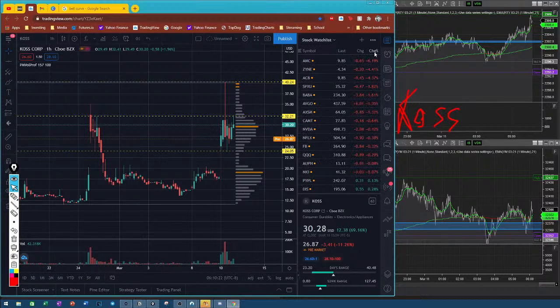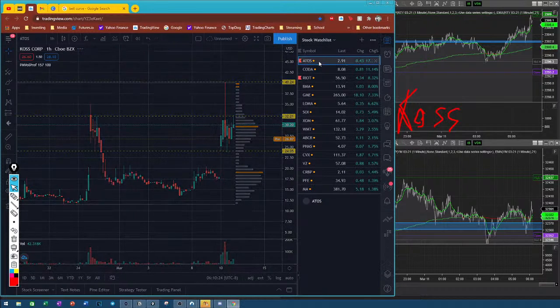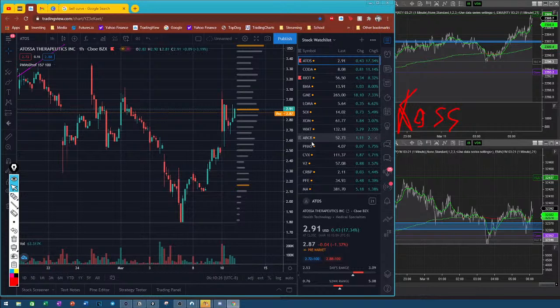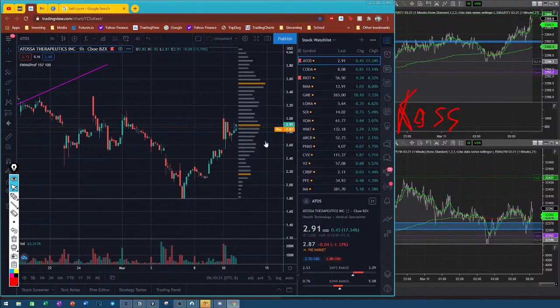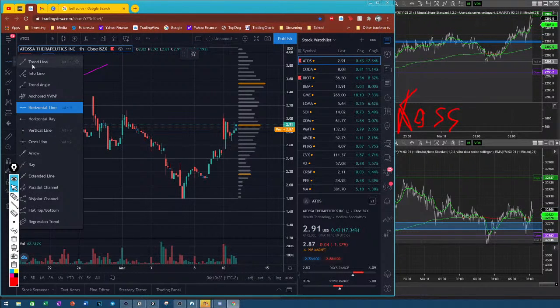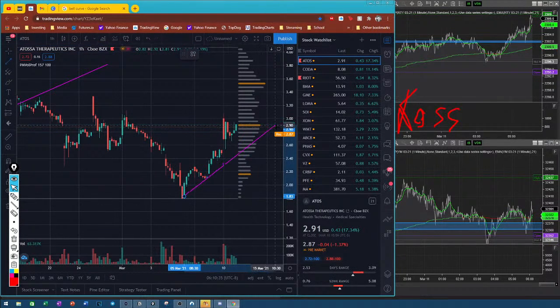Let's see what moved big yesterday. Looks like Atasa Therapeutics was up really strong. That's what we're looking at right here. We have a very nice trend line. Got that one right there, and then we have a steeper one here. So that does look to be holding here on the open.